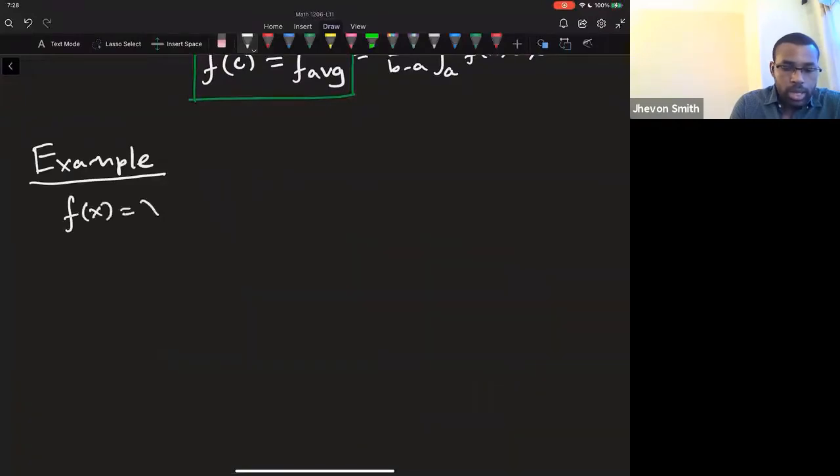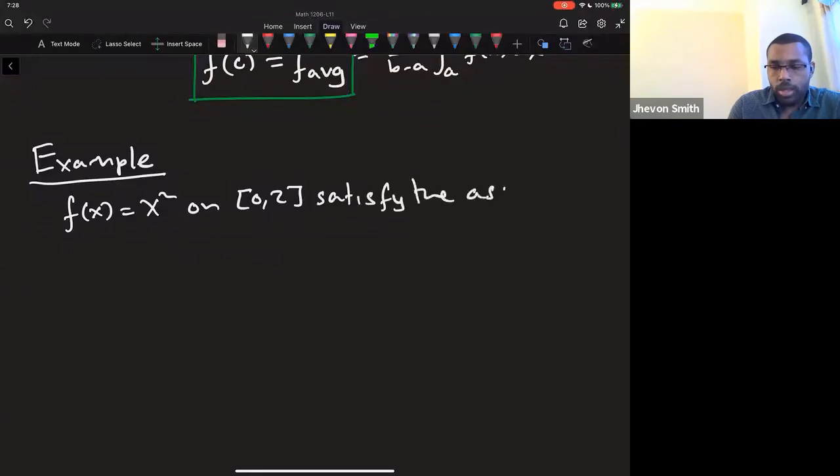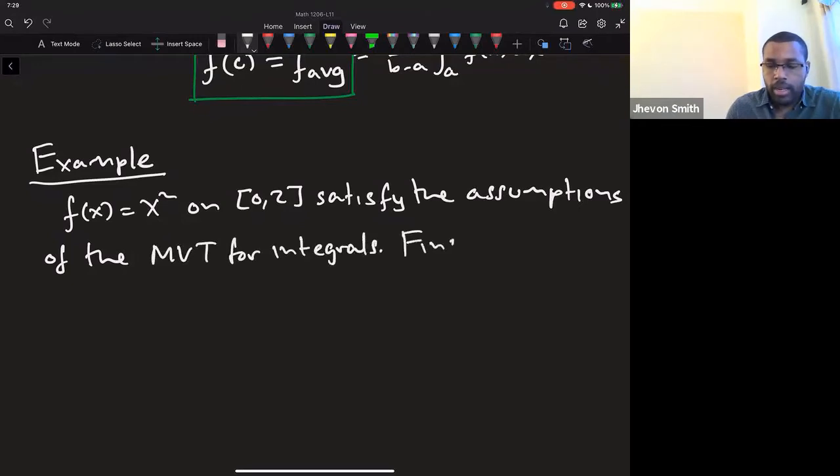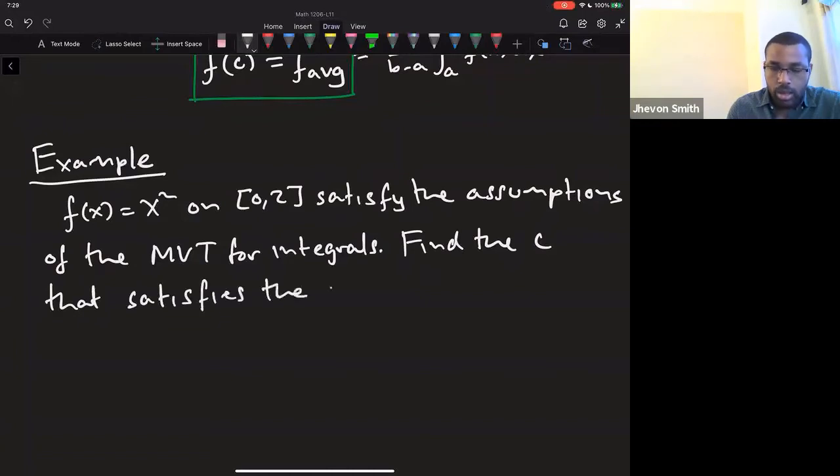F of x equals x squared on 0, 2 satisfies the assumptions. It is continuous on 0 to 2, and it is integrable on 0 to 2, right? We know that the integral is x cubed over 3 plus c everywhere on that interval. Using the mean value theorem for integrals, find the c that satisfies the conclusion.